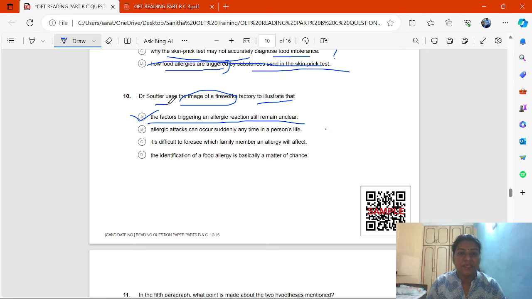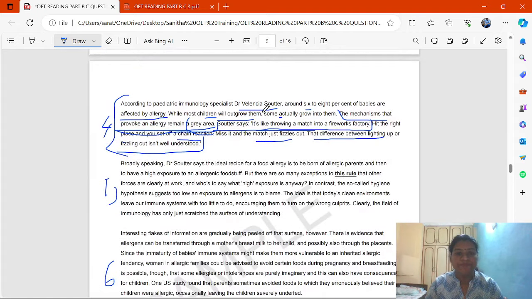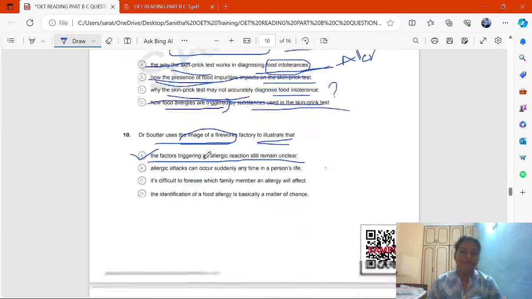Okay, so the author uses the image of a firework factory to illustrate. Where did we get that? According to pediatric immunology specialist Dr. Melissa Sauter, around 6 to 8% of babies are affected by allergy, while most children will outgrow them, some actually grow into them. The mechanisms that provoke an allergy remain a gray matter. After that, Sauter says, it's like throwing a match in a firework factory. You got that? That means still remain, and gray matter, gray area means still unclear. If it is gray, it is not clear. Still remain unclear.